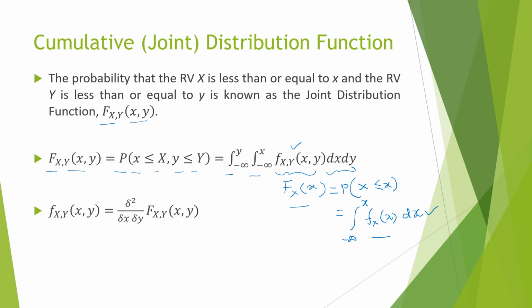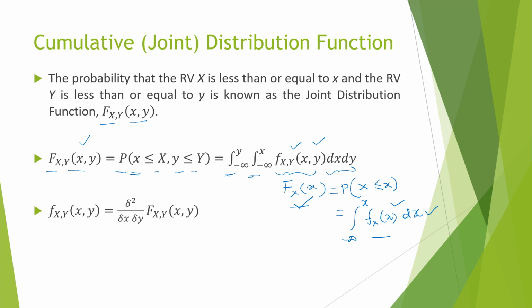For two random variables, it is the probability that x is less than or equal to x and y is less than or equal to y. As there are two random variables, we have two integrals: the y value varying from minus infinity to y, and the x value varying from minus infinity to x. Here in this case, we obtained the cumulative distribution function from the joint PDF. In the other case, we got the cumulative distribution function from the single PDF.